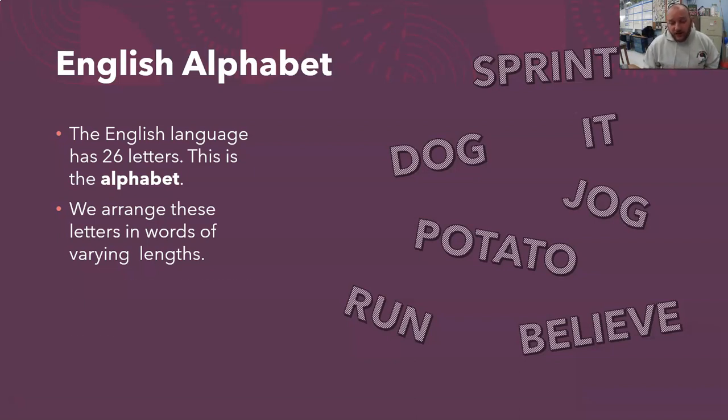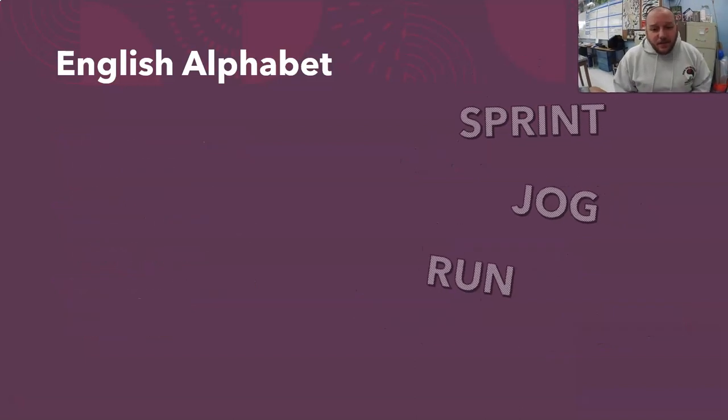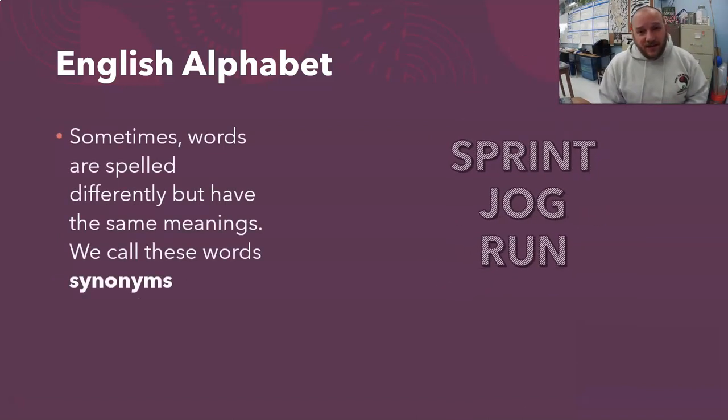These words also generally have different meanings. Dog and sprint and potato are three different things, and they conjure up different ideas in our heads. That said, some of these words essentially mean the same thing. They're what we call synonyms. And synonyms are something we'll also find in DNA when we get to talking about that.